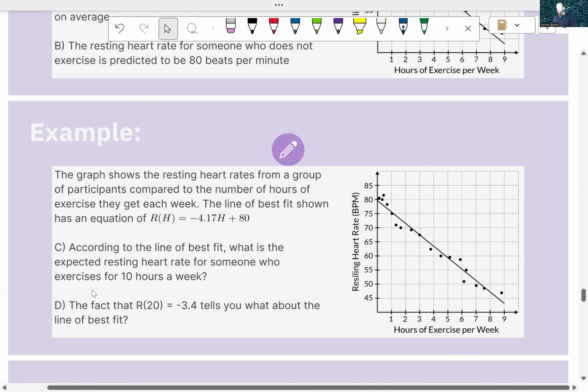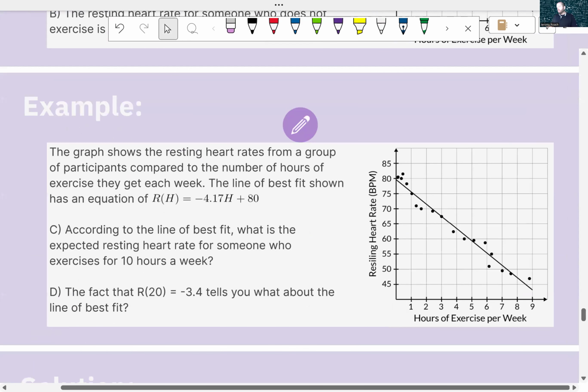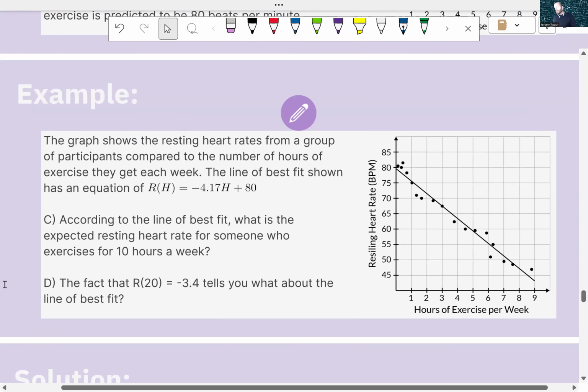All right. Now part two of this, it gets a little bit more interesting. It's asking us to apply this in a more logical sense with a real world application. So this graph shows the resting heart rates from the people still. It's the same numbers and it's the same equation. But C, it says, according to the line of best fit, what is the expected resting heart rate for someone who exercises for 10 hours per week?